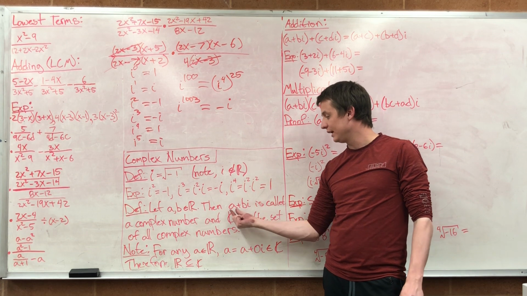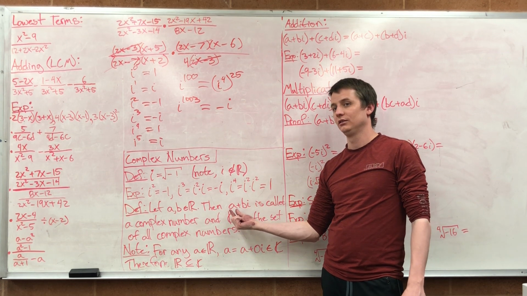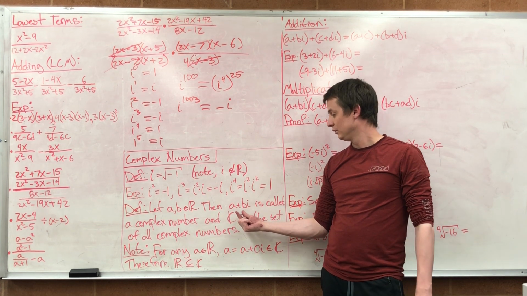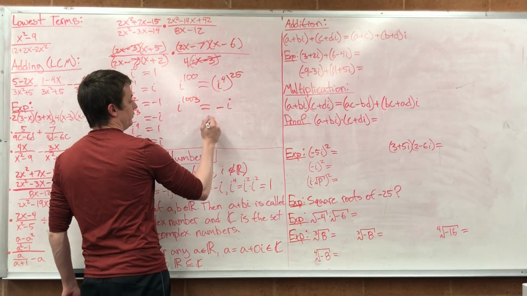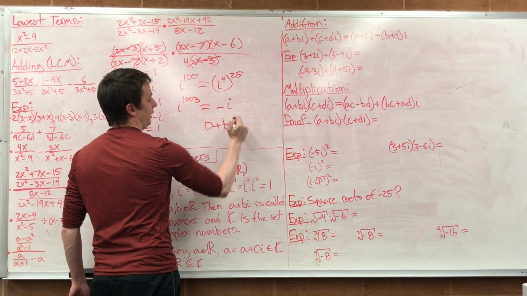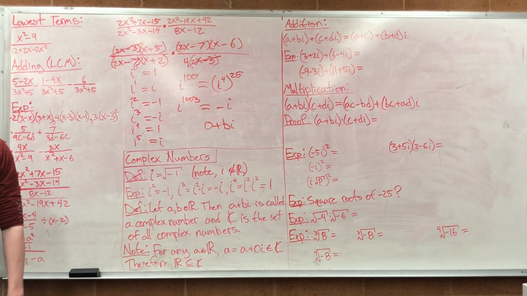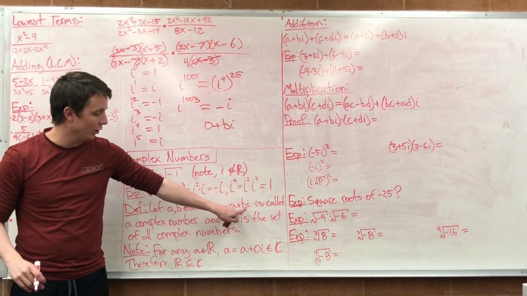Does it have to be two real numbers? Yes. Can it just be like b times i? That's the same thing. You just chose 0 for your a. That's 0 plus b times i, where b is some other real number. So pick any two real numbers you want, plug them in right there. It's a complex number.